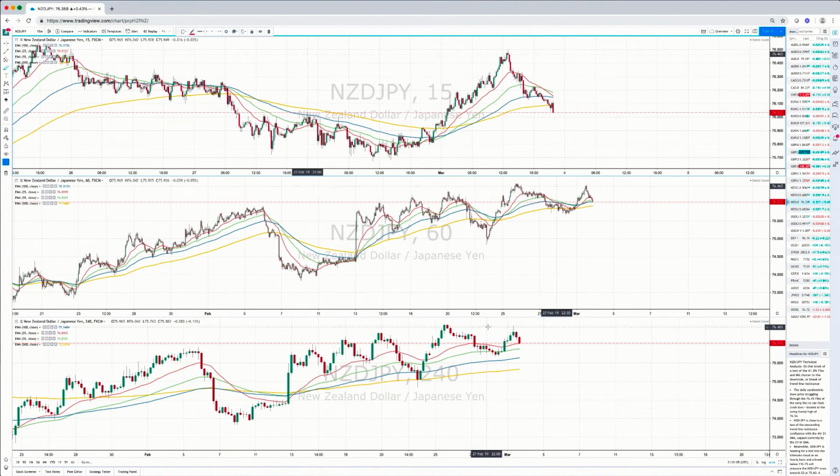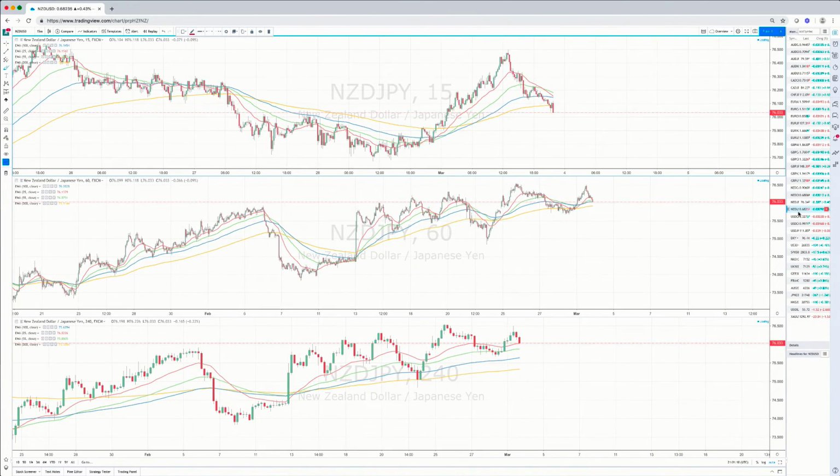New Zealand yen, there's not a lot here that I want to trade at the moment. We had the reaction to this high there, so there's no trades right now.